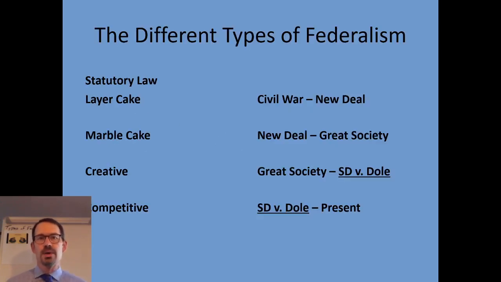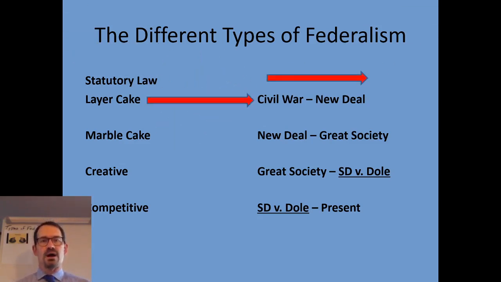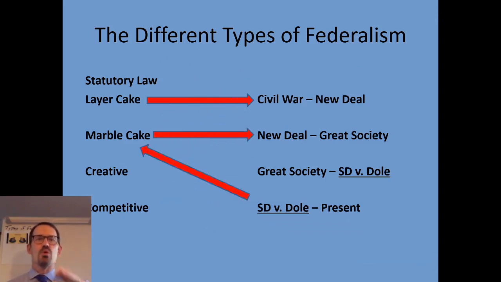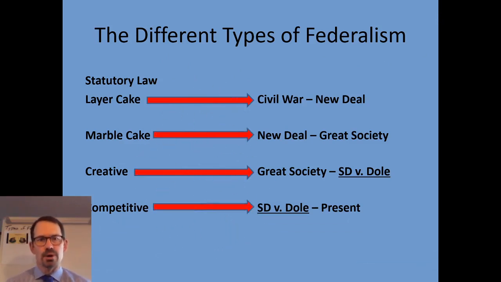All right, first of all, there's 4 different types of federalism. These 4 different types of federalism line up with different time periods in the history of the country. So we can start off with layer cake. Layer cake goes from the Civil War to the New Deal. Marble cake goes from the New Deal to the Great Society. Creative goes from the Great Society to a case called South Dakota v. Dole. That's going to be Reagan. It's not going to make sense, but it's going to kind of make sense.